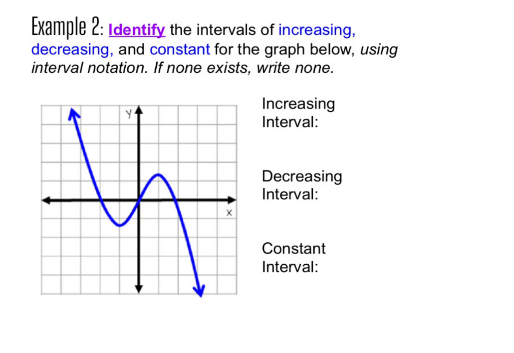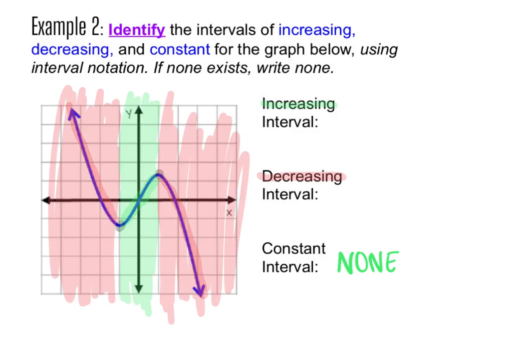So first I'm going to trace my graph. When I trace my graph, starting from the left, I'm going down, and then we reach this little minimum point where now we shift and we're going up, so we're increasing. And then we reach another little maximum point, and then we switch and we go back down to decreasing. So in this graph, we do not have a constant interval. So I can just go ahead and write none immediately for constant because it does not exist in this example. Next, I'm going to highlight so I can identify the boundaries a little better.